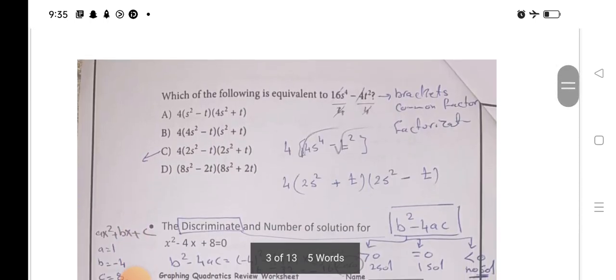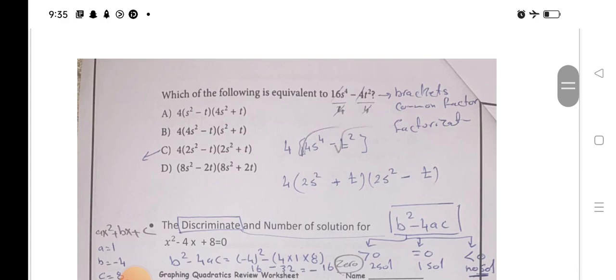Which of the following is equivalent to 16s to the power 4 minus 4t to the power 2? Okay, what shall I do here? Look at the choices I have here. The 4 is common, so I will simplify and factorize. Do you remember? Simplify, factorize.